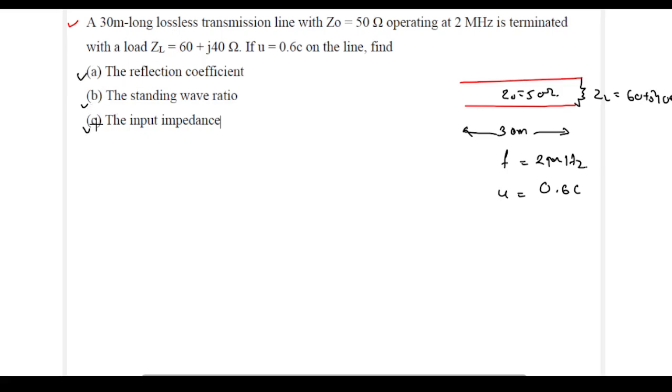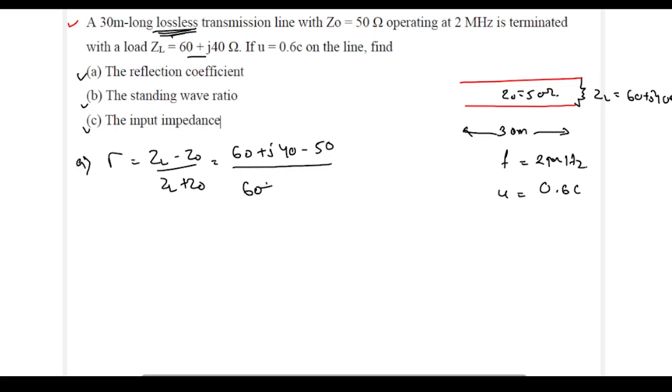Now, let us solve the first one. First we have to find the gamma value, that is the reflection coefficient. Which formula to use? You can see a lossless transmission line is given, and for a lossless transmission line the reflection coefficient is equal to ZL minus Z0 divided by ZL plus Z0. ZL is given here, so it is 60 plus j40 minus Z0, which is 50, divided by 60 plus j40 plus 50.